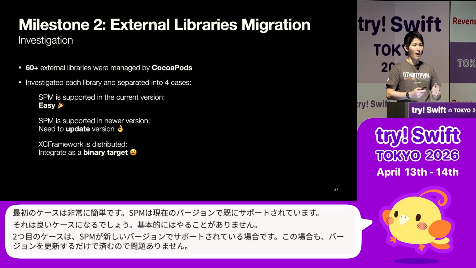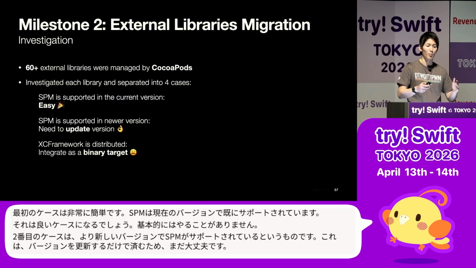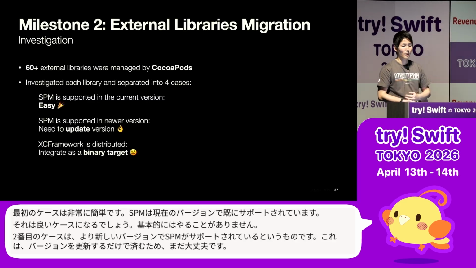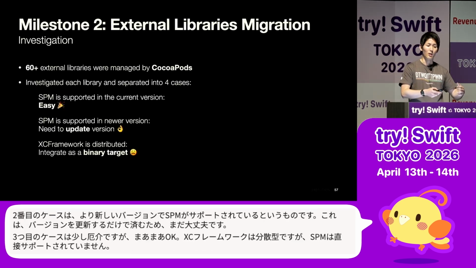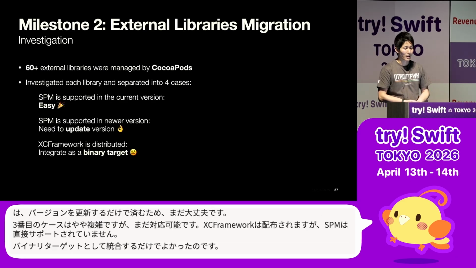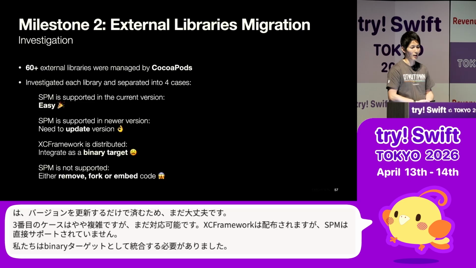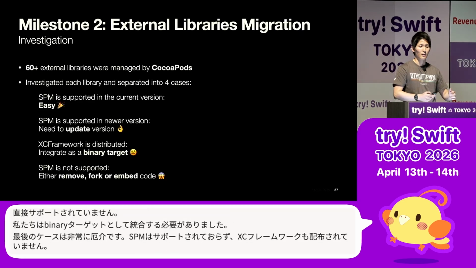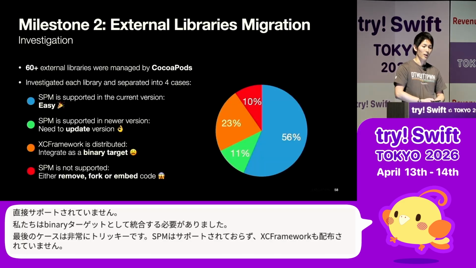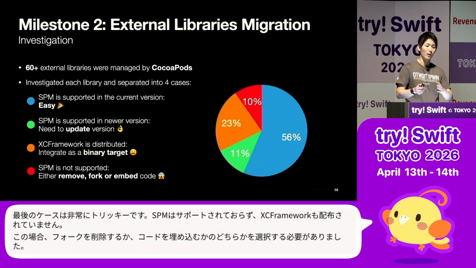The third case is a bit tricky, but still kind of OK. XCFramework is distributed, while SPM is not directly supported. We just needed to integrate it as a binary target. And yeah, the last case is very tricky. SPM is not supported, and the XCFramework is also not distributed. In this case, we needed to choose to either remove, fork, or embed the code. So this is the ratio of each case. Mostly OK, but the 23% XCFramework case and the 10% SPM not supported case are a bit tricky.